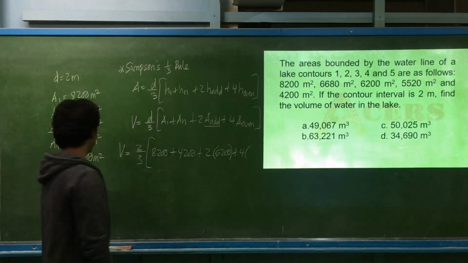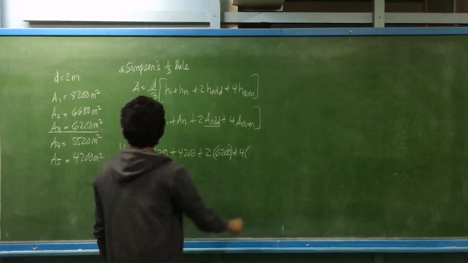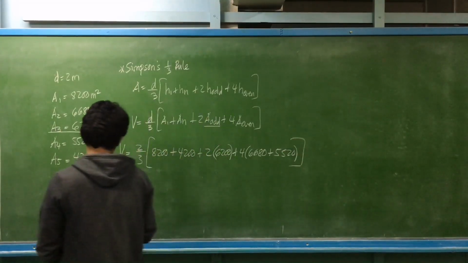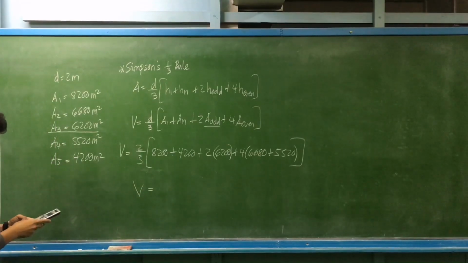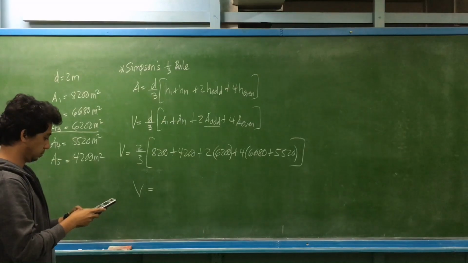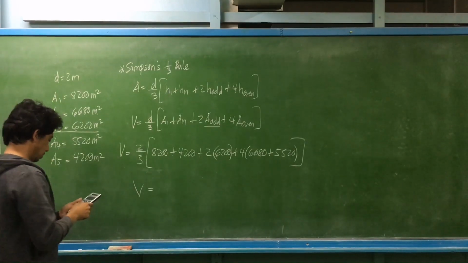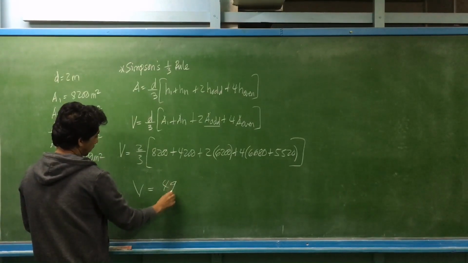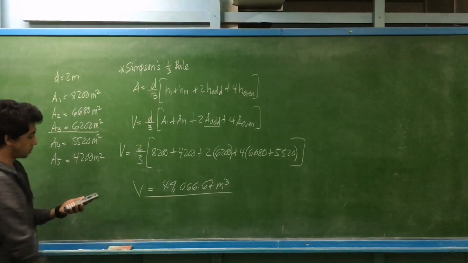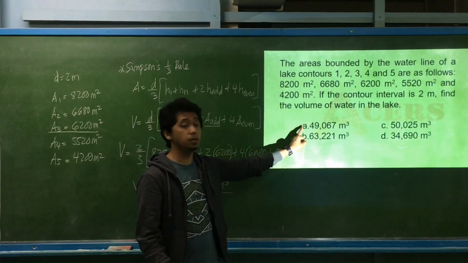Ano naman yung mga even? Yung mga even natin dito, si number 2 at saka si number 4. That is equal to 6,680 plus number 4, 5,520. Okay, let us compute for the volume. So you have a volume of 49,066.67 cubic meters. So check natin sa choices. We have 49,067. Letter A.